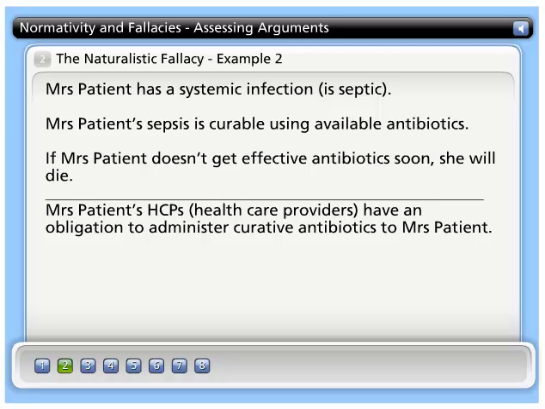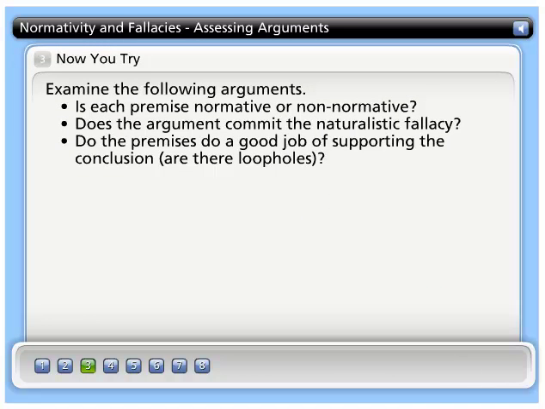Do you see why? It may not be what she wants. Side effects of the antibiotics might kill her anyway. Maybe death is a better option because it is less painful. So there are a number of things that show us how the premises could be true and the conclusion false. A set of all non-normative premises do not do a good job of supporting a normative conclusion. Let's consider some more arguments using the concepts I have introduced.